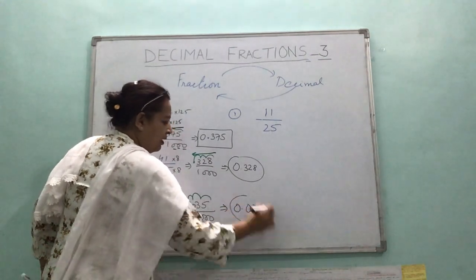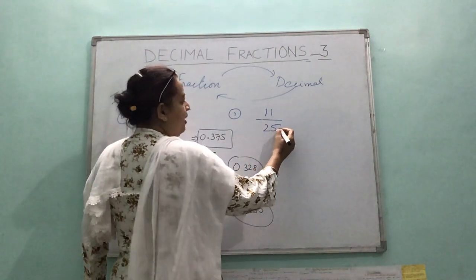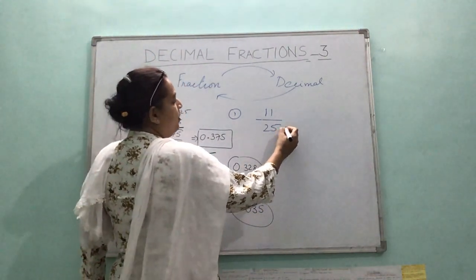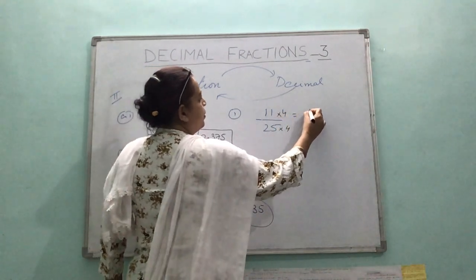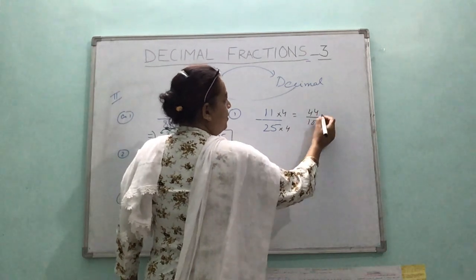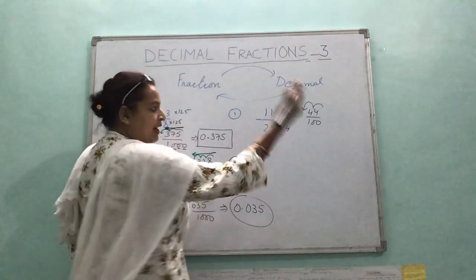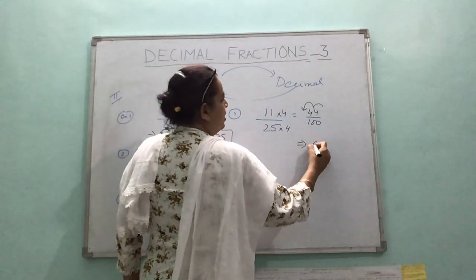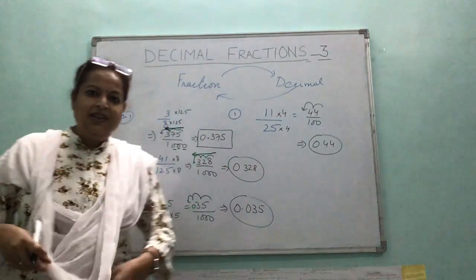0.035. Clear? And here 25 can be converted to 100 by multiplying by 4. So it is 44 by 100. 2 zeros. I'll shift my decimal 2 places from right to left. It is 0.44. Very easy, children, isn't it?